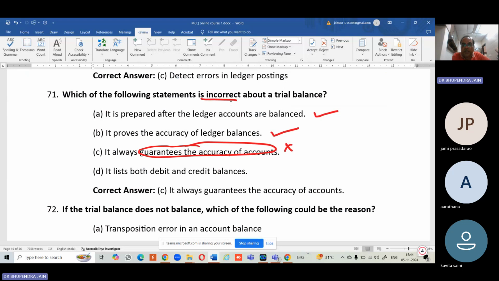For the trial balance, you can only check whether there is any mistake or not. If the total of trial balance does not match, then there is a mistake. So it is not guaranteed to accuracy of the account. Suppose the total is matched, but you forget to pass the entry. So definitely total will match, but you forgot to record the entry. So this is not the guarantee for the accuracy of the accounts. So correct answer 3. It lists both debit side and credit balance. ये तो सही है.